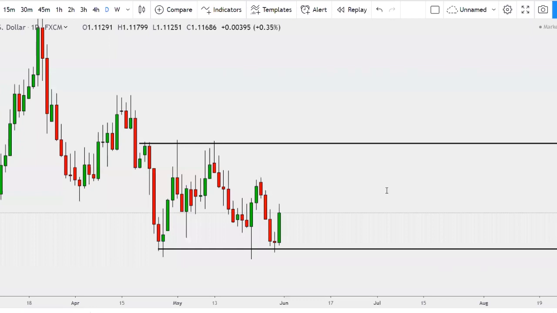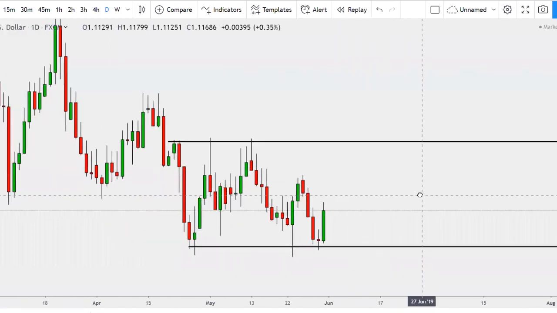So the next pair we'd like to look at is EURUSD. And as you can clearly see, it's pretty similar to the gold pair that we've been looking at.